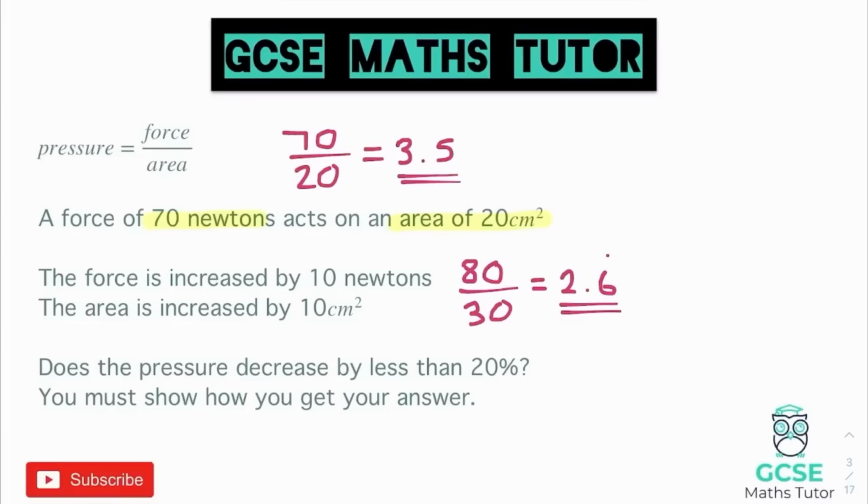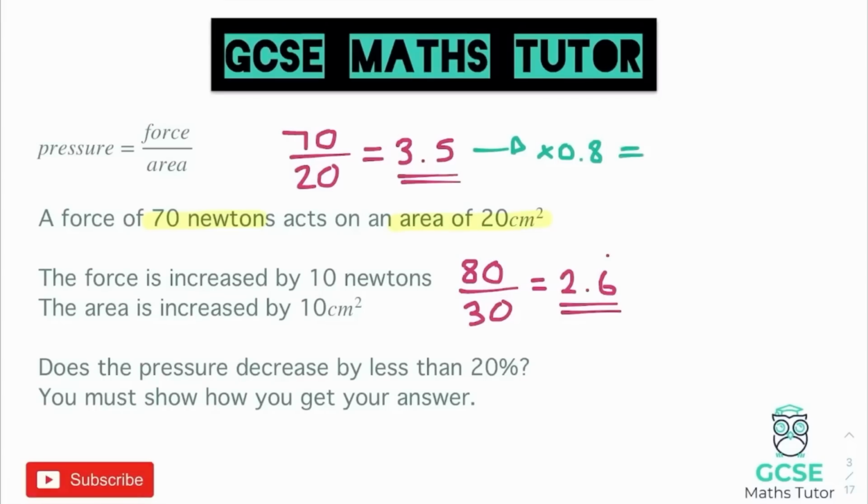So does it decrease by less than 20%? Well, if we look at that actual pressure there of 3.5, we work out 20% of that, and we can do that by just multiplying it by 0.2, or we could use a percentage multiplier, or a sort of decrease multiplier, of multiplying to reduce by 20%. That multiplier that we can use if we take away 20% from 100% is multiplying by 0.8. So if I multiply by 0.8, and again you don't have to use a multiplier, you could just work out 20% and take it off, but this is a nice quick way of working it out.